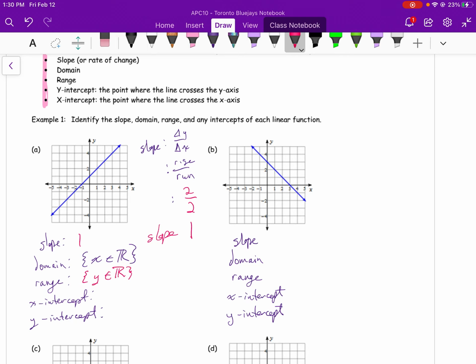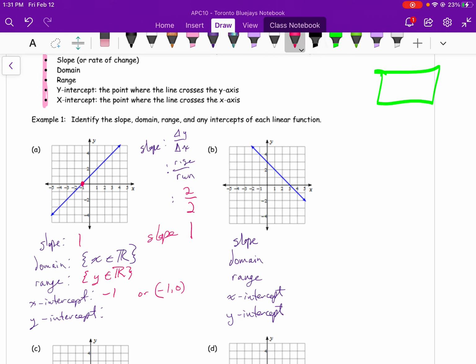My x-intercept. Where does this function cross the x-axis? Right there. And although we say it is a point, and you could list it as a point, the x-intercept I could write as -1. Or if you choose to write it as a point, you would say (-1, 0).